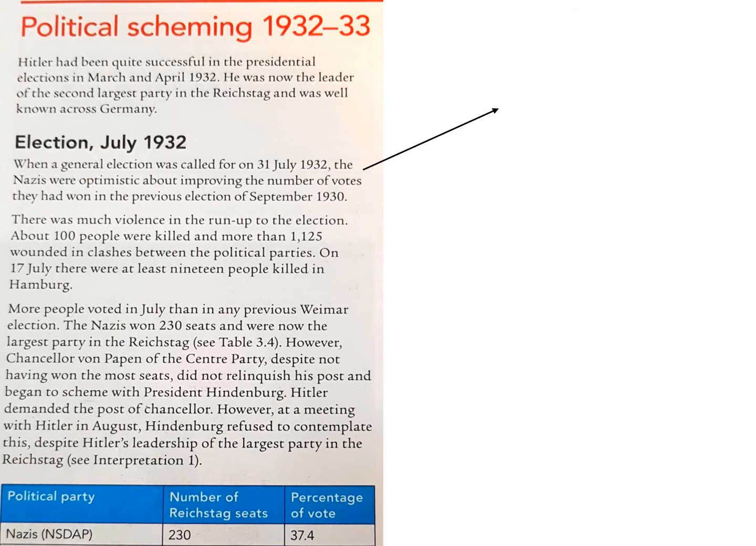About 100 people were killed and more than 1,000 were wounded in clashes between political parties. On the 17th of July, there were at least 19 people killed in Hamburg, which is a city in Germany.